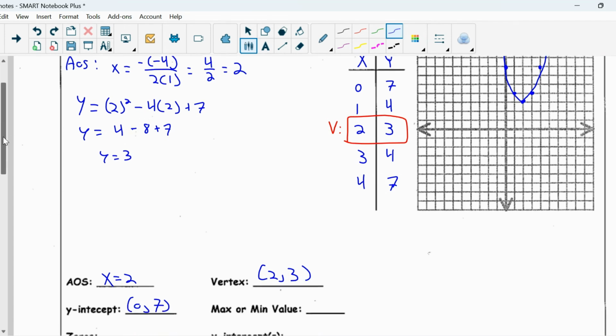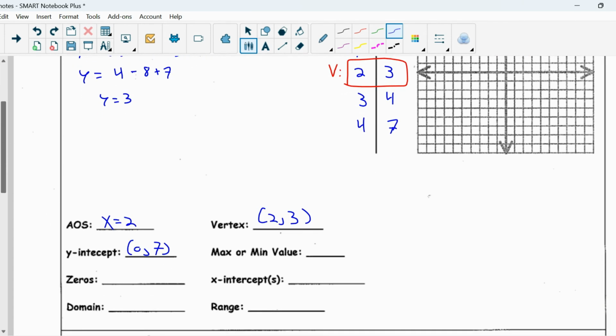All right, let's keep going through our blanks now. So we have a max or minimum value. In this case, our a value, which is 1, is positive. That means that we are going to have a minimum value. When they ask for this value, it's essentially asking what is the y value in your vertex, which in this case would be 3. That is the minimum value that you can get as an output for this quadratic.